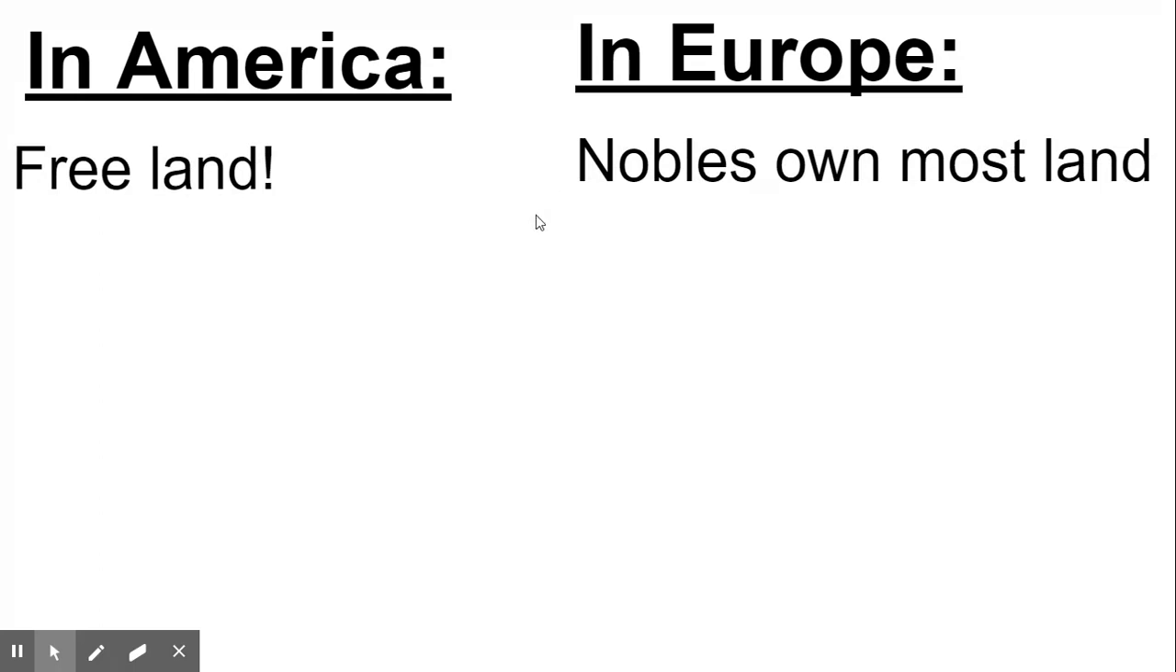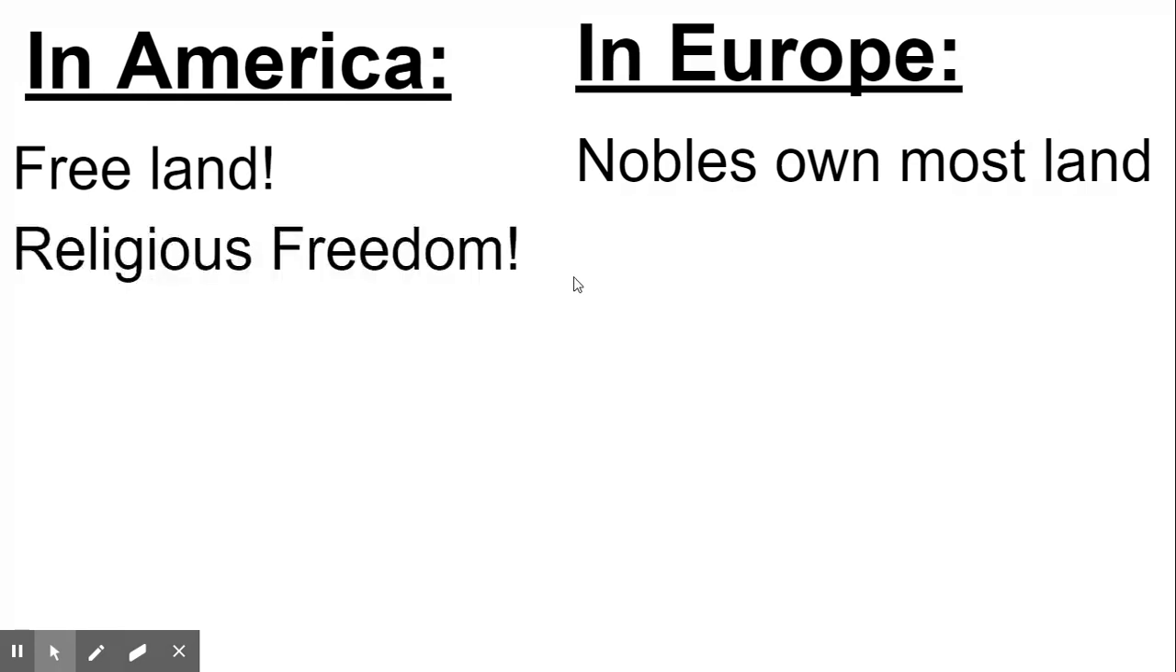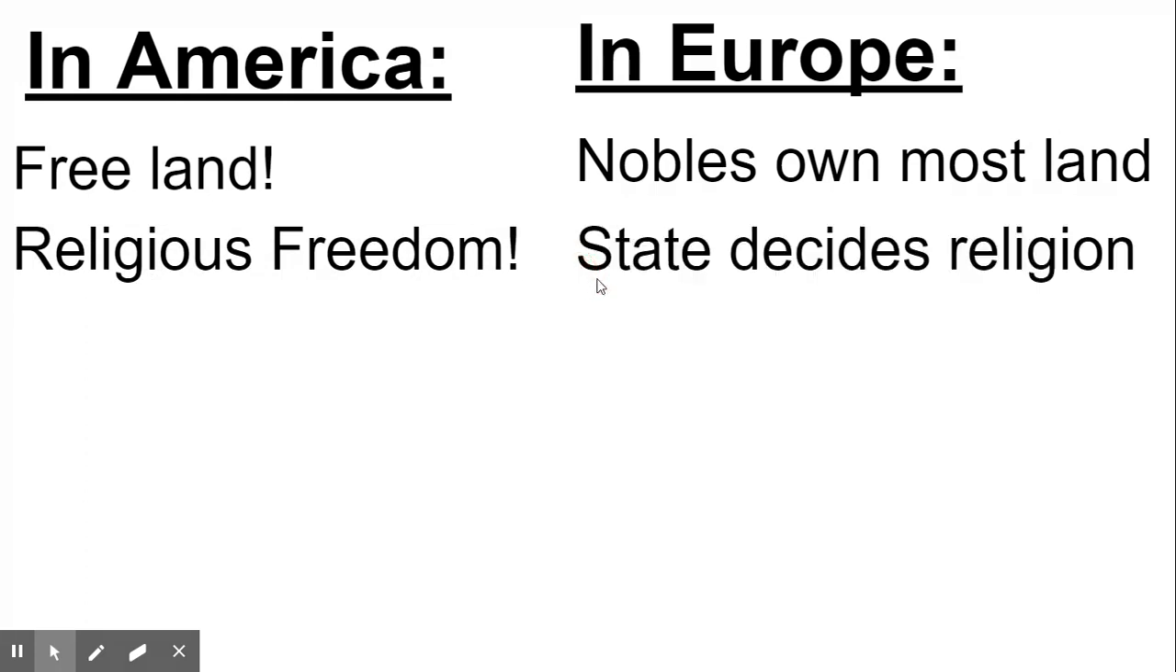And America versus Europe now. In America, you had the opportunity for free land, unfortunately at the expense of Native Americans in many cases. But in Europe, if you were born without land, you would probably die without land. In America, you had religious freedom. It's written into our Constitution. In Europe, oftentimes the state would decide what religion you had to follow.